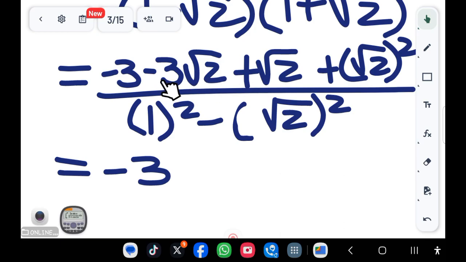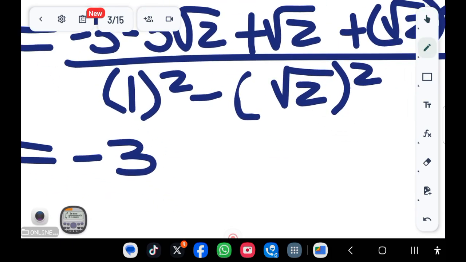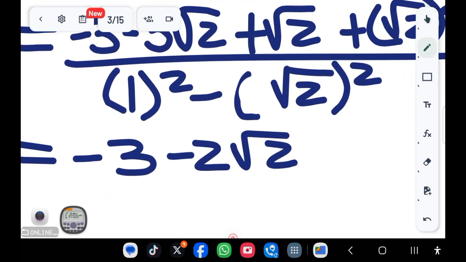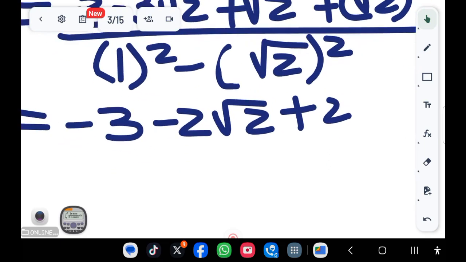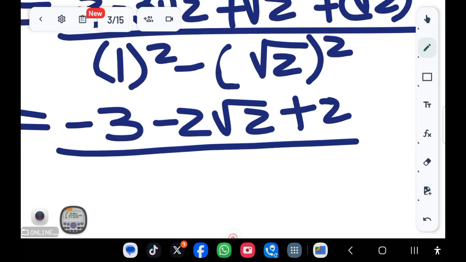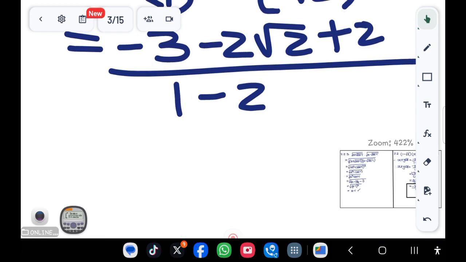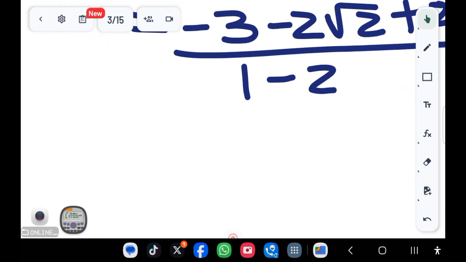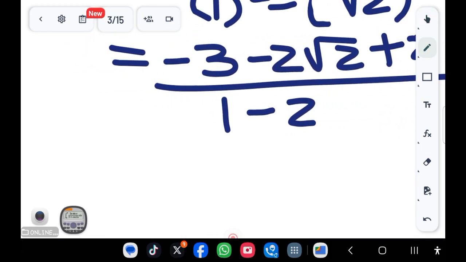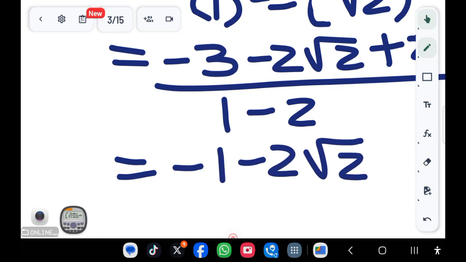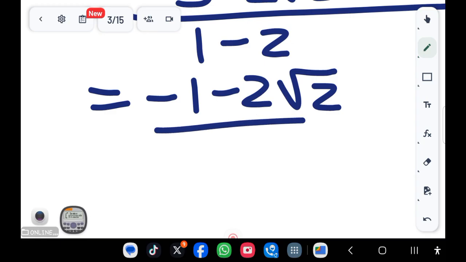√2 minus 3√2, that will give us -2√2, and that will be +2 because it's √2 all squared. +2 all over 1 minus 2. 1 minus 2 equals to negative 1. So that gives us 2 minus 3, that is minus 1. Minus 2 root 2 all over negative 1.